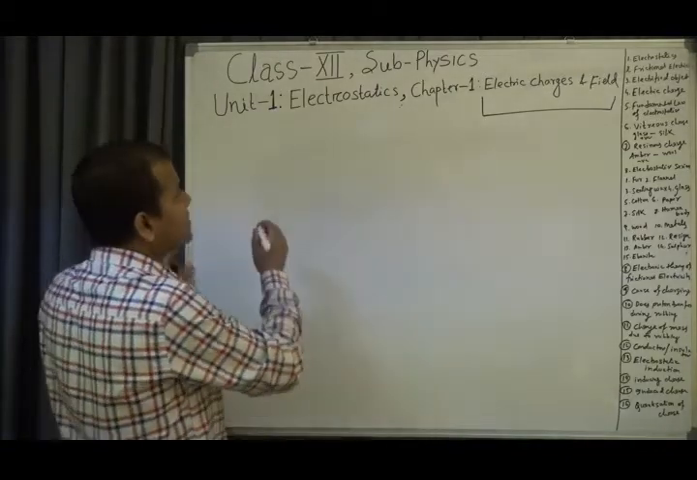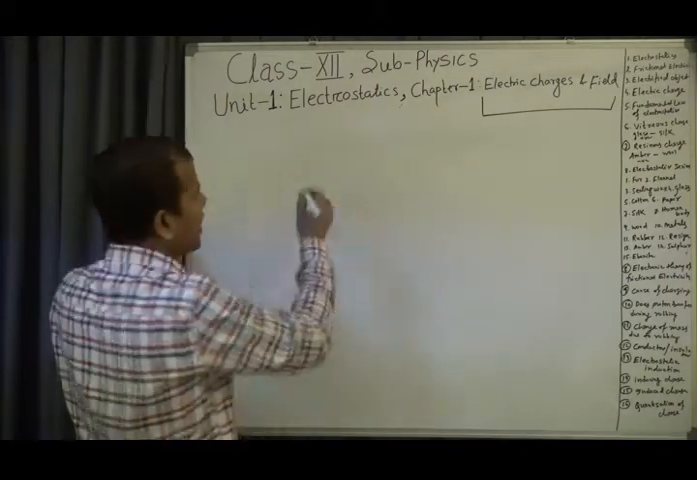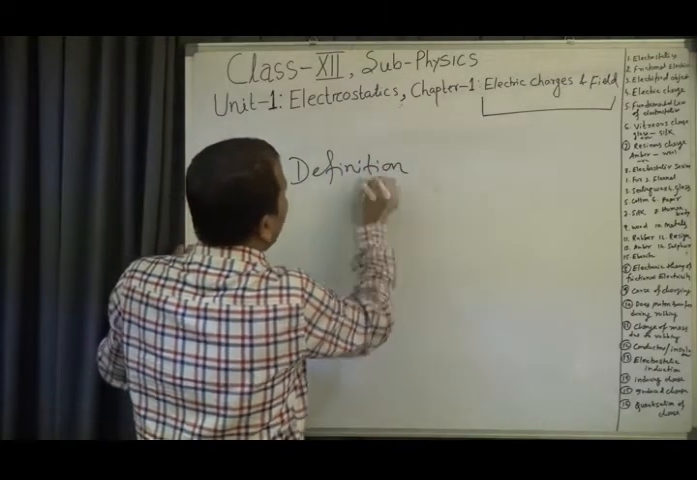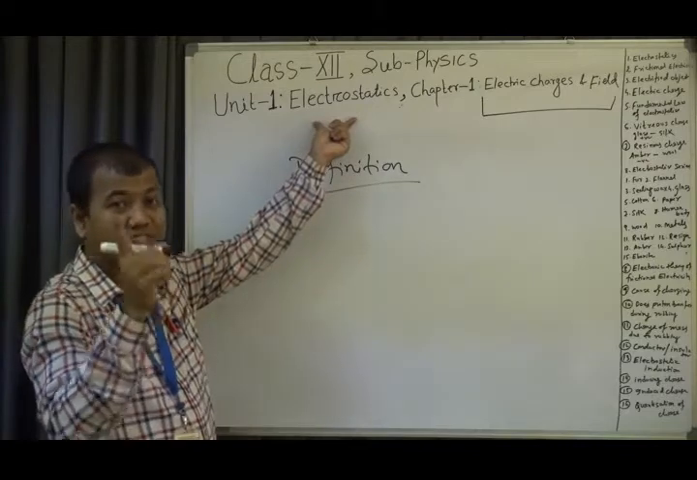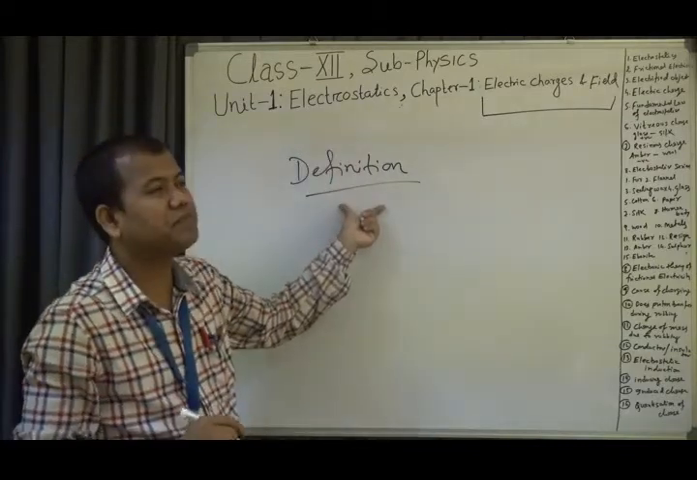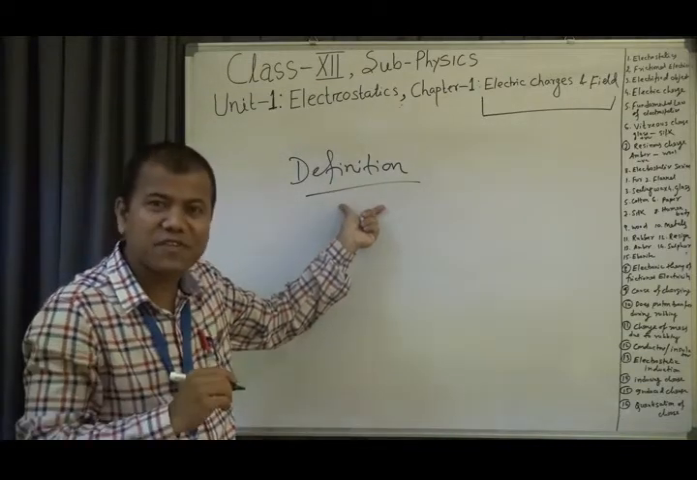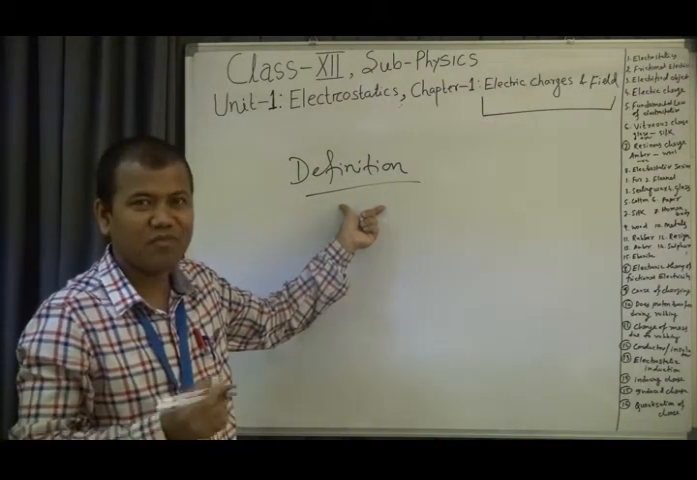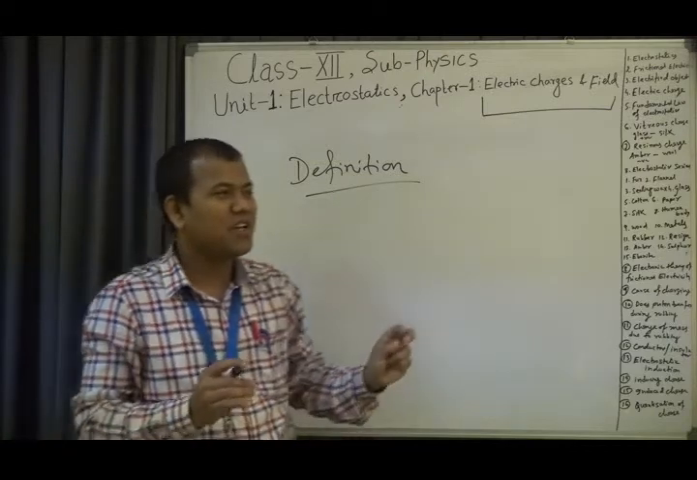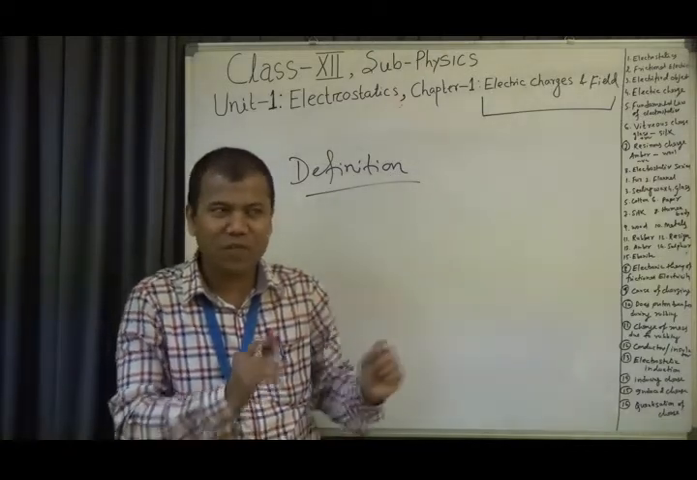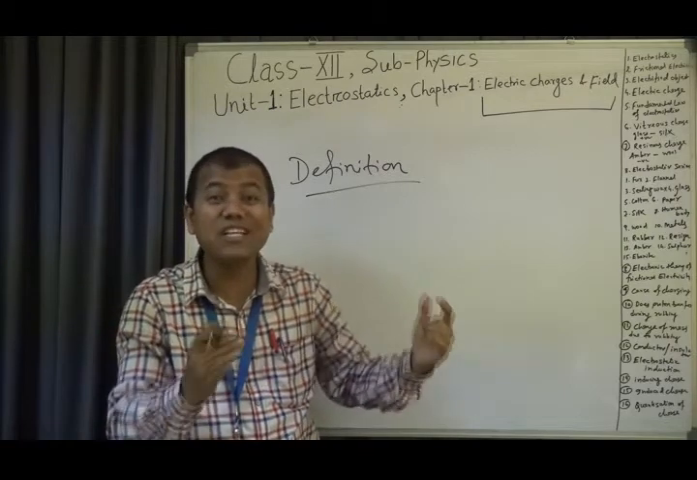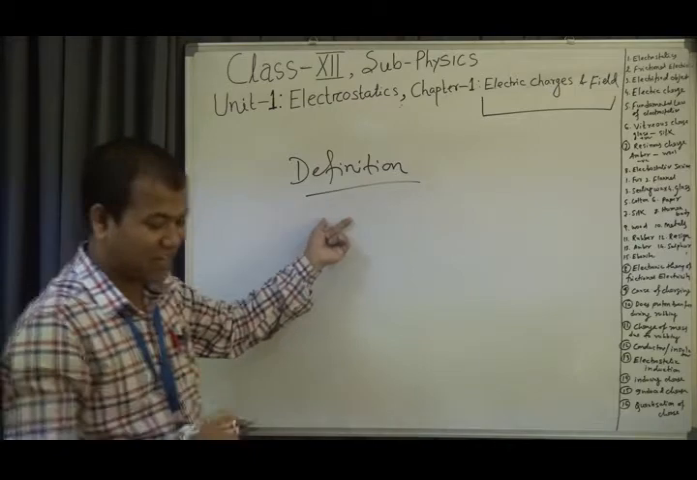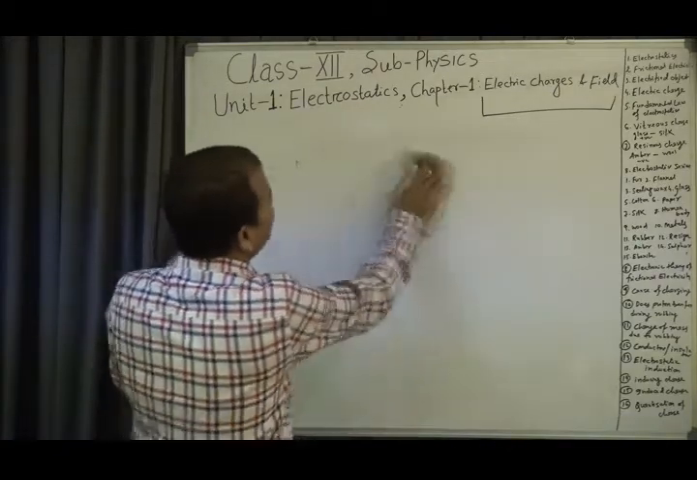That is, what is the definition of electrostatics? I told the literal meaning of electrostatics, but what is the definition? The definition is that it is the branch of physics which deals with charges at rest. It means it is a special branch of physics which deals with charges at rest. That is the definition of electrostatics.